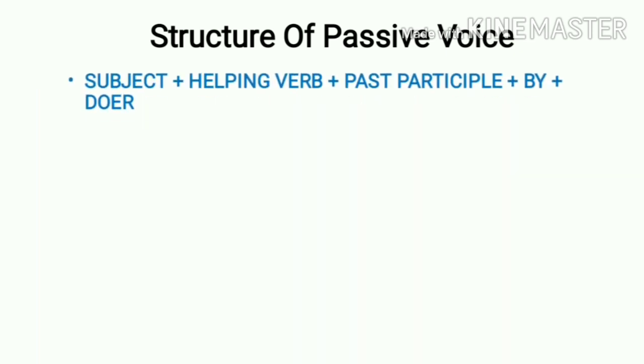Now let us discuss the structure of a passive voice. The structure is subject. Actually, this subject of passive voice is the object of active voice, which is followed by helping verb. Helping verb is followed by past participle. We write down by, and doer. Doer means the person or the thing doing the action. That means doer is the subject of active voice. Let us see.